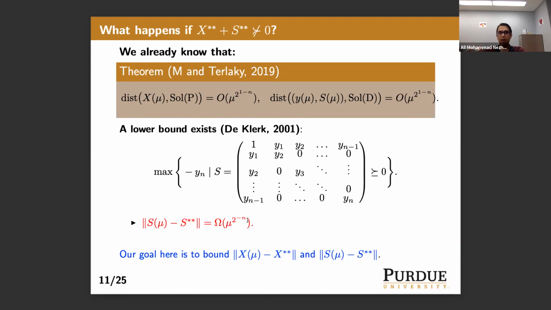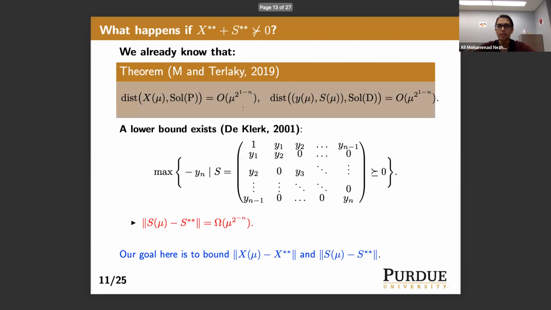On the other hand, we also know something about the distance of the central solution from the optimal set, not from the limit point. And we already have this bound for the distance to the optimal set. So the question is, what is the upper bound on the distance from the limit point? That's something which we don't know about, and we are going to discuss it in this talk.